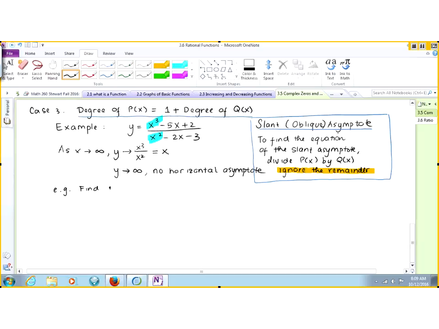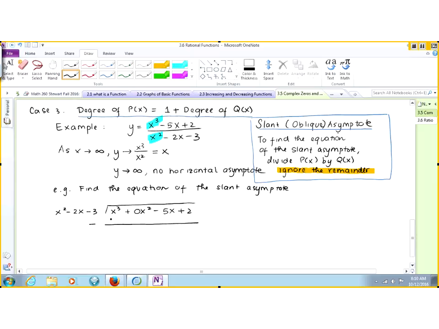So, for example, find the equation of the slant asymptote. For this particular problem, we need to use long division, because I can't use synthetic. So this is x cubed, and I'm missing a term, so I'm going to put in plus 0x squared minus 5x plus 2, divided by x squared minus 2x minus 3. So how do we do long division? Bring down the x cubed, and then what?